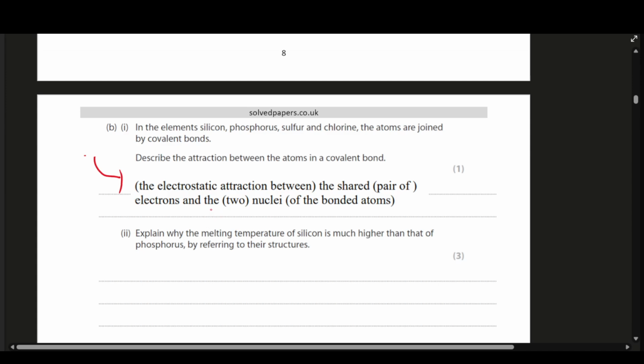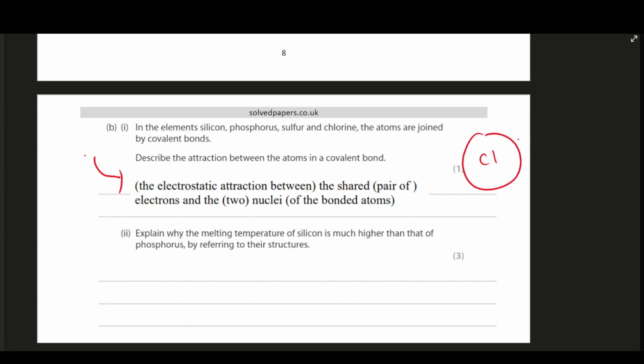Have you written? It's the electrostatic attraction between the shared pair of electrons and the two nuclei of the bonded atoms. What they're trying to say is that in Cl2, this is two nuclei of the bonded atoms and a shared pair of electrons. This is where electrons are shared. This bonding is covalent bond. Did you understand?